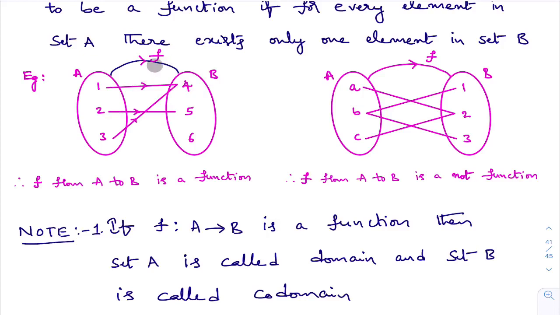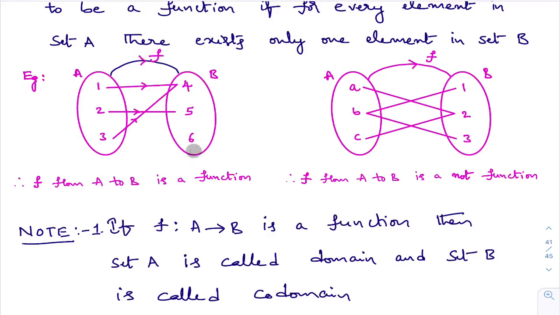f of 2 is what? f of 2 is 5. It means that image of 2 with respect to function f is 5. What is image of 3? Image of 3 is 4. How do you write it? f of 3 equal to 4. I hope you are understanding. We see this notation very frequently. f of 1 equal to 4 means that image of 1 with respect to f is 4.